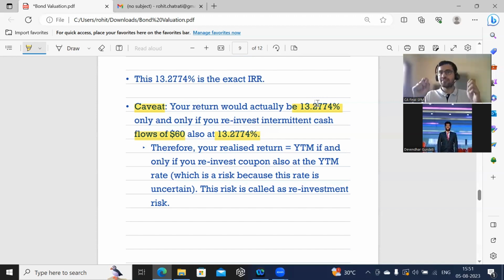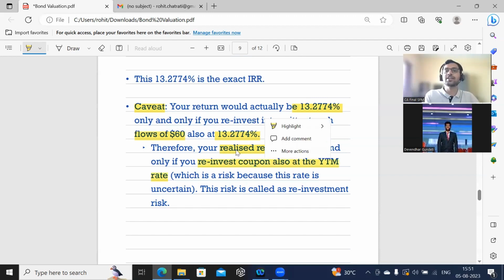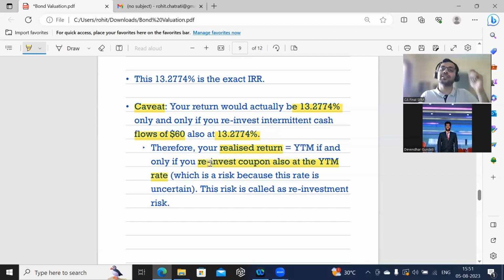Only if your reinvestment rate is equal to 13.27, then your actual real return, what I call the realized YTM, will be equal to the actual YTM that we calculated, if you reinvest the coupon also at the YTM rate. So your realized rate of return will be equal to your YTM only if you reinvest the coupon also at the YTM rate.